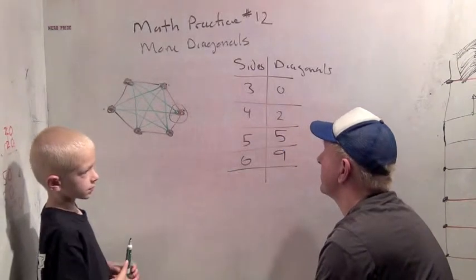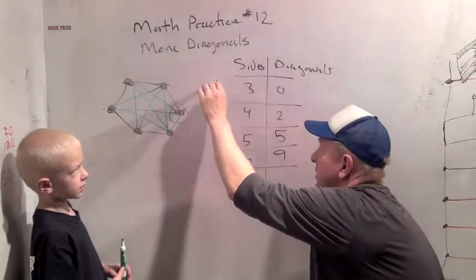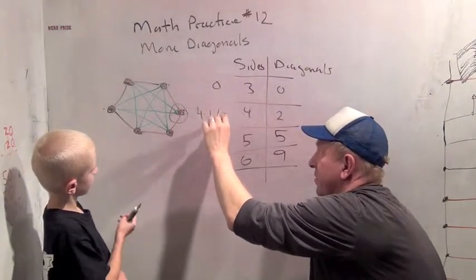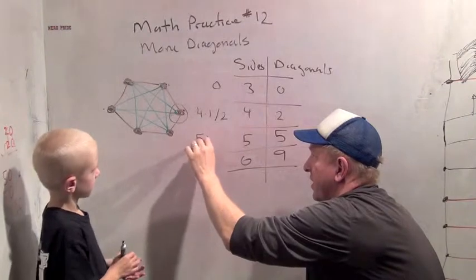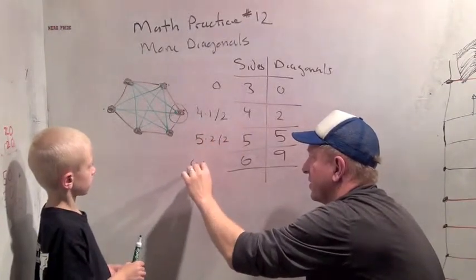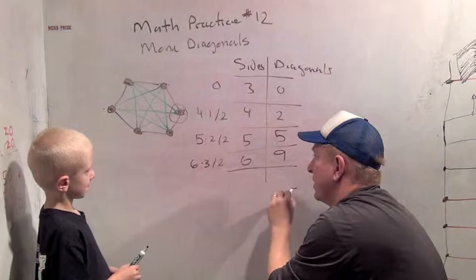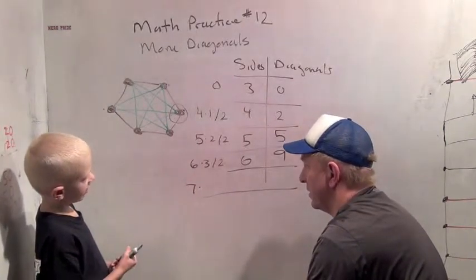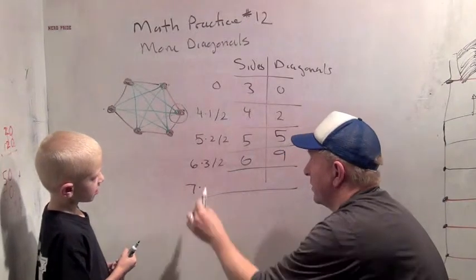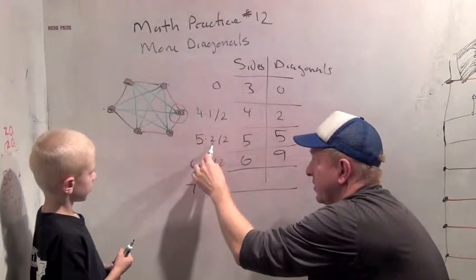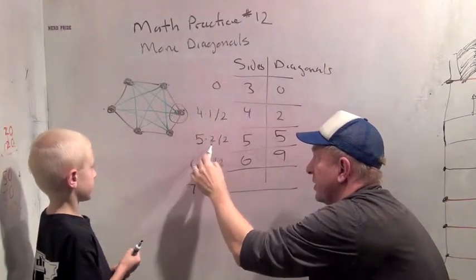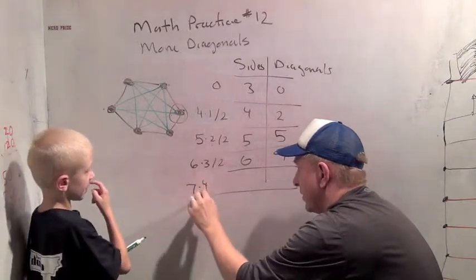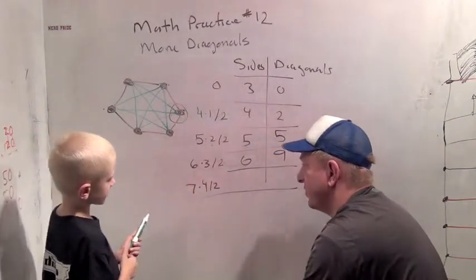So we noticed this was 0. This was 4 points times 1 divided by 2. This was 5 times 2 divided by 2. This is 6 times 3 divided by 2. So the next one's probably going to be 7 times what? Notice each point had 1 coming out, then 2 coming out, then 3 coming out. So 7 times 4 divided by 2. Okay, so that's 28 divided by 2, which is?